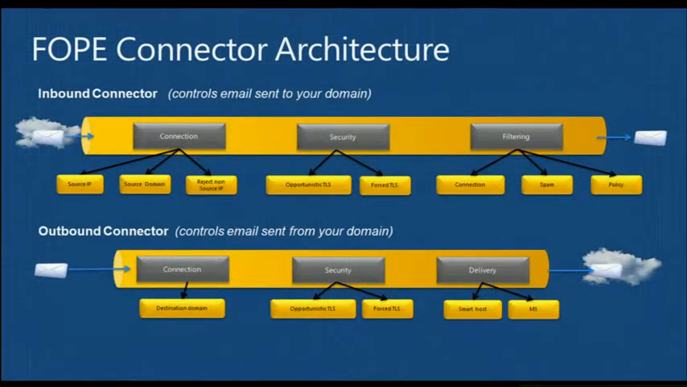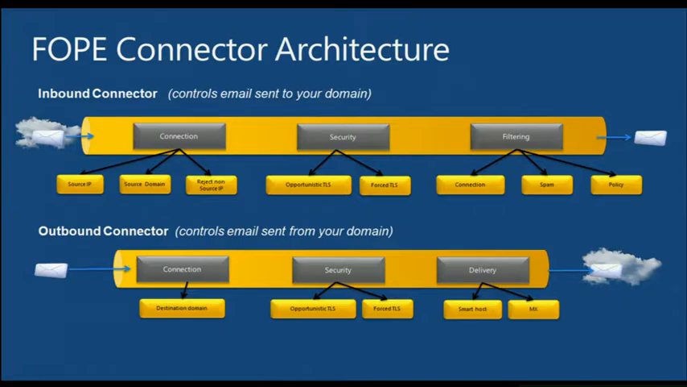So we start off with connectors. Now, connectors are really what give you the ability to control the edge of the service as mail comes through. So they very much are similar to the concept of Exchange send and receive connectors. In FOPI we call them inbound connectors and outbound connectors. The inbound connector is the mail coming into FOPI, which is like the receive connector in Exchange. The outbound connector is like the send connector in Exchange. And if you keep that in mind, then it's fairly easy to understand what they do, to be honest.